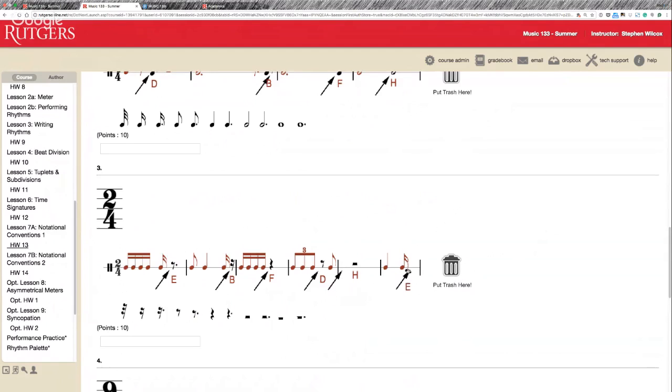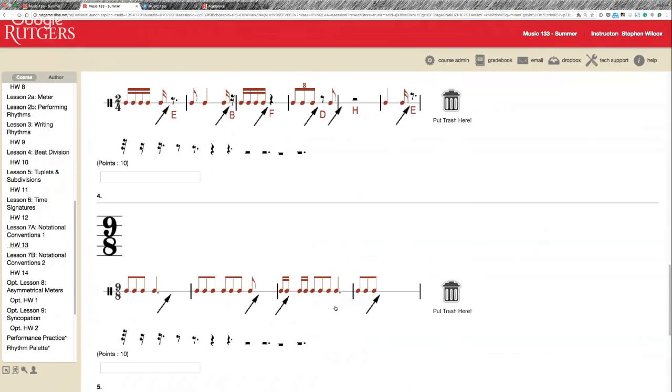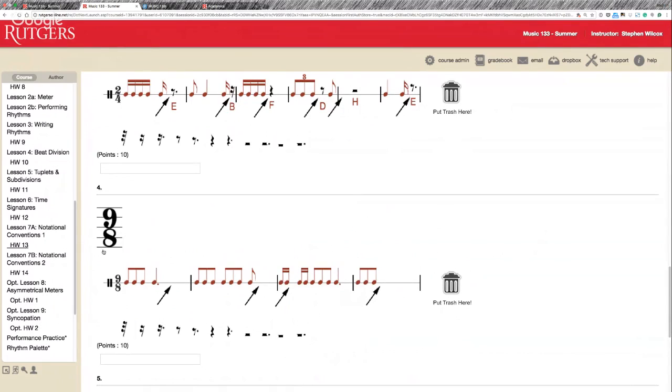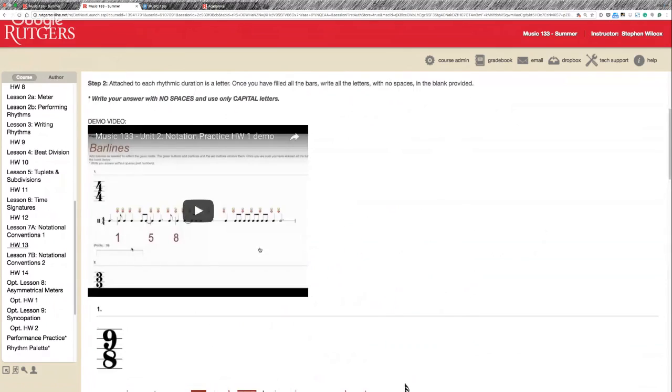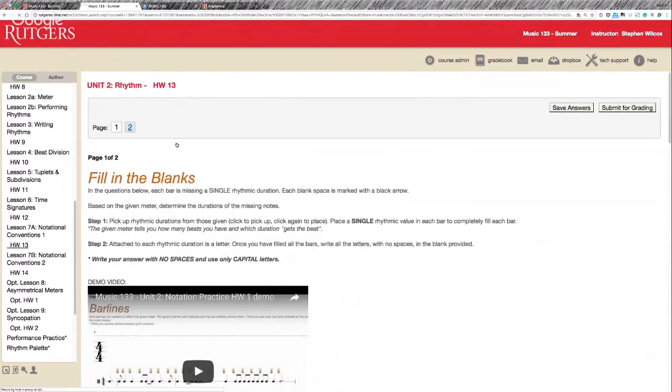When we did this one earlier, E. Let's see if we can get another compound here. Here we go. Here we have 9 eighth notes in the bar. 1, 2, 3, 4, 5, 6, 7, 8, 9. That's it. So let's see if we can push on to fill in the blank.